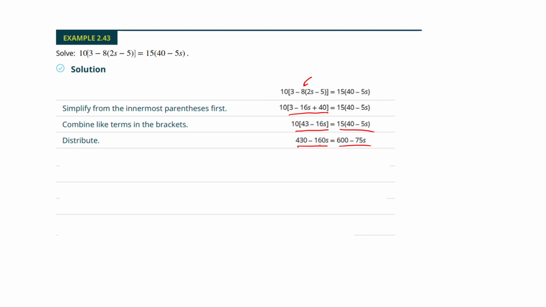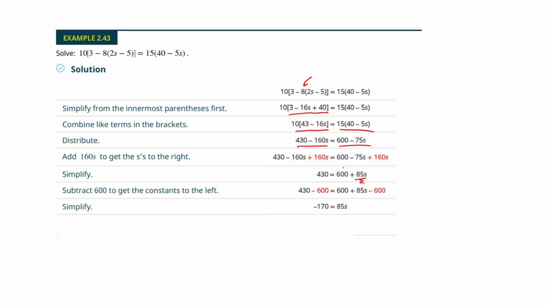I have finished step 1, but I've got S's in both rooms. So I've added 160S to both sides in order to make a positive over here. Now let's get our factoring puzzle. So we're going to subtract 600. Lastly, divide both sides by 85.